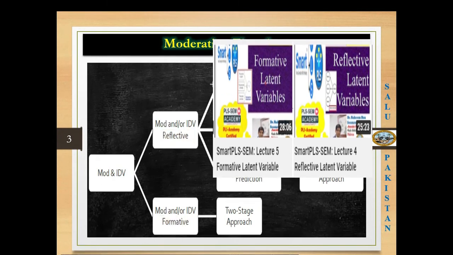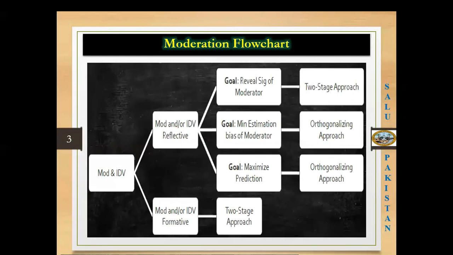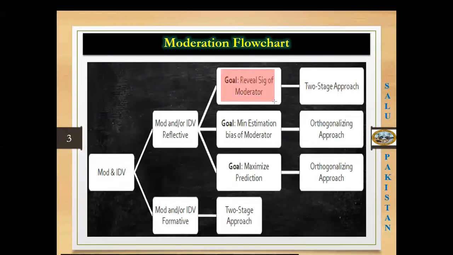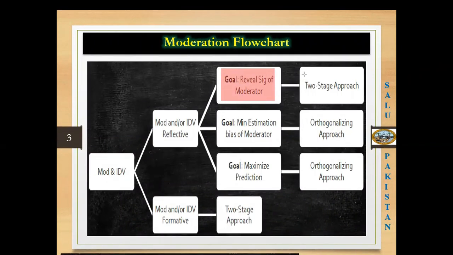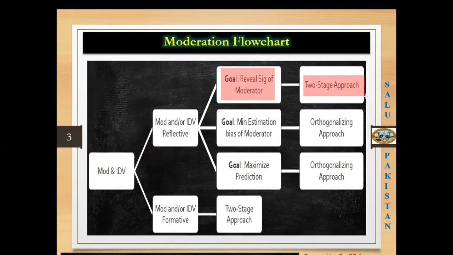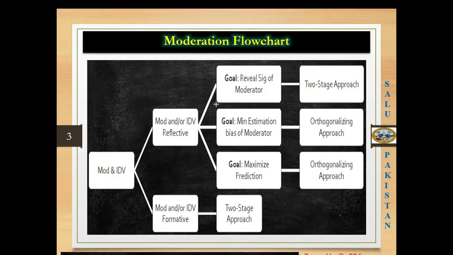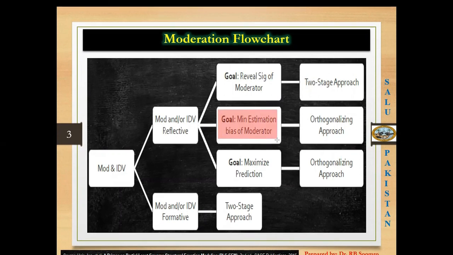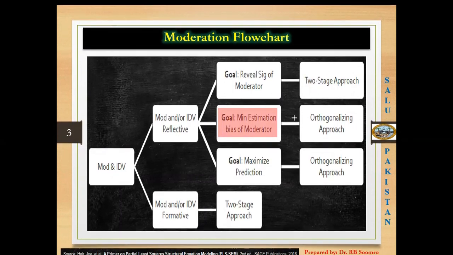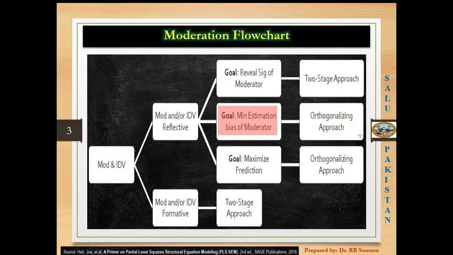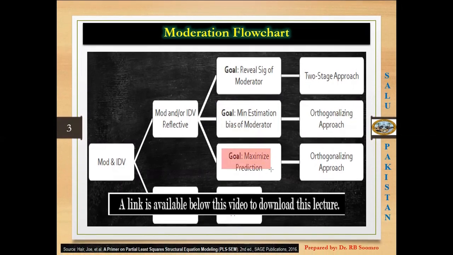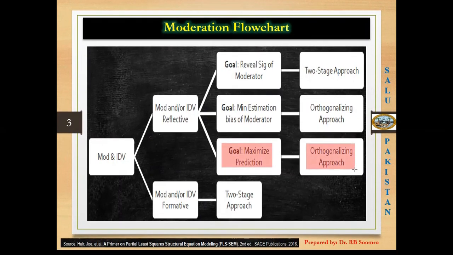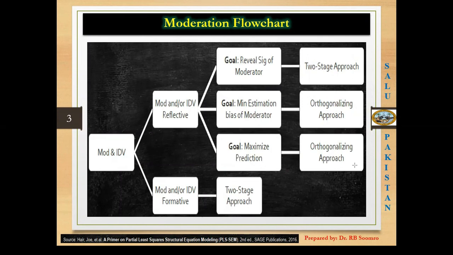Okay, now here we are depending on the goal. For example, if your goal is to reveal the significance of the moderator, if you want to check the significance of the moderator, then the two-stage approach is appropriate for you. And if your goal is to minimize the estimation bias error of the moderator, then the orthogonalizing approach is appropriate. And if the goal is to maximize the prediction, then again the orthogonalizing approach is a better option than the other options.